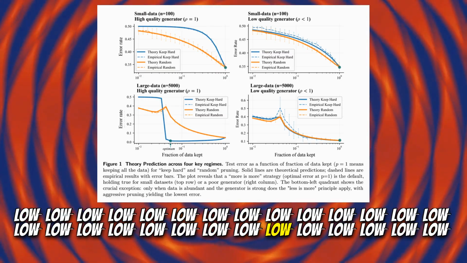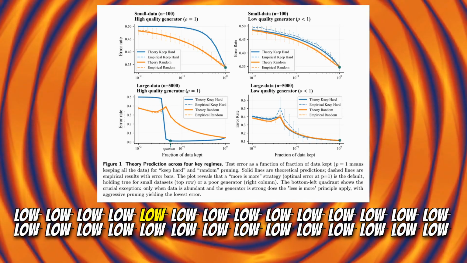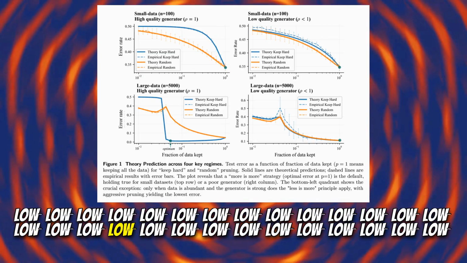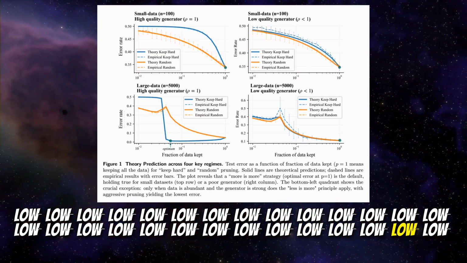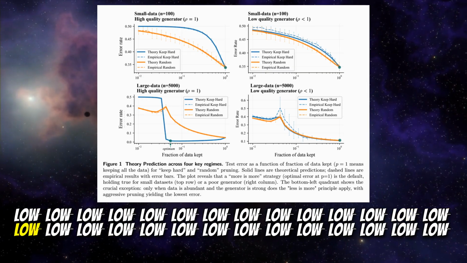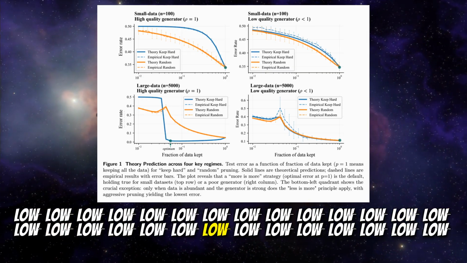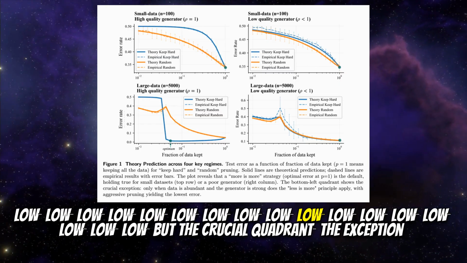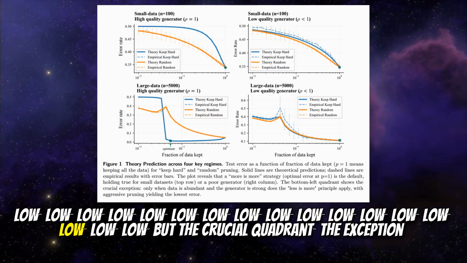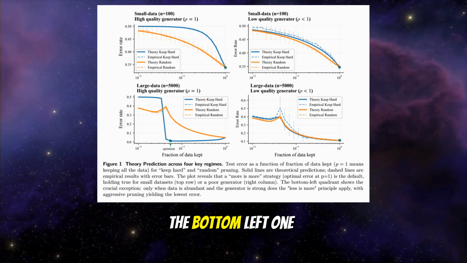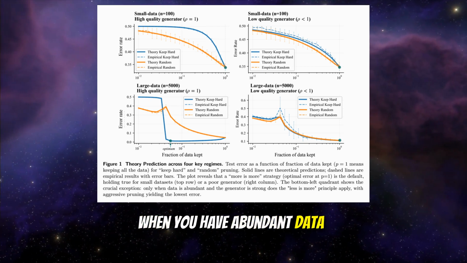Yeah, it really does. And what you see is that the classic more data is better rule, where the lowest error happens when you use all the data, p equals 1, holds true in 3 out of the 4 boxes. Which ones? It holds when data is scarce, regardless of generator quality. And it holds when the generator is poor, low rho, regardless of data size. In those cases, adding more data generally helps. But the crucial quadrant, the exception. The bottom left one. When you have abundant data, yes.